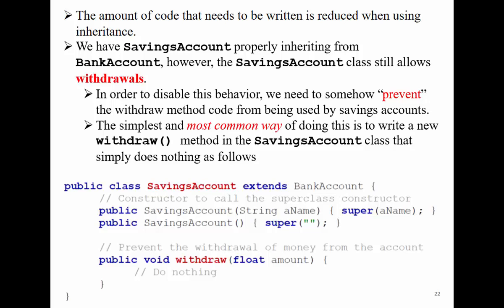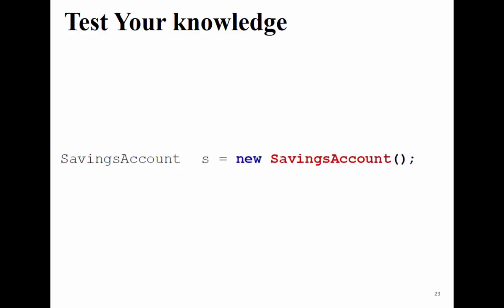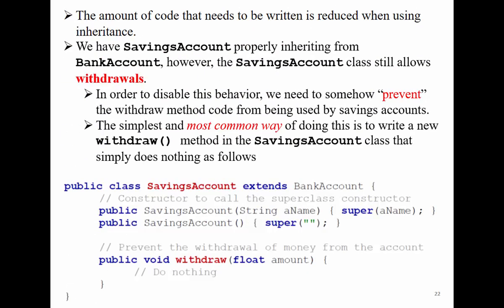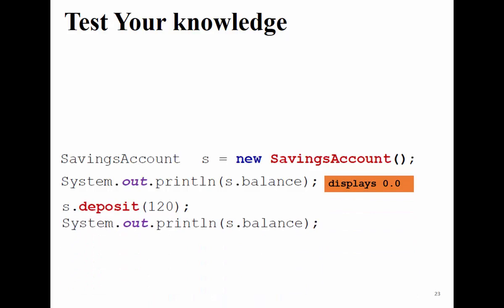If we call the saving account deposit, we look inside the saving account. We didn't find it, so we go back to the immediate super, which is the bank account, and we find the deposit there and execute it. So we define the saving account and try to print the balance. Given this class for the saving account on this slide, if we create an object of saving account and print the balance, what do you think the output is? 0.